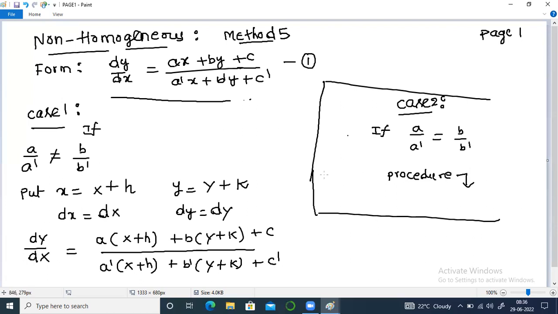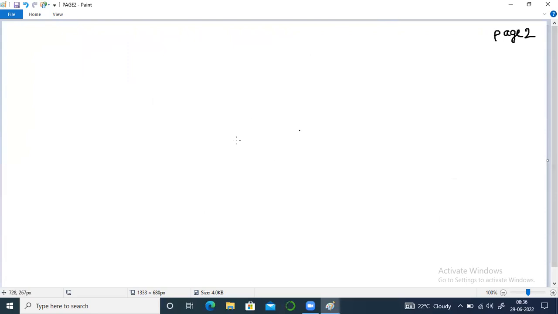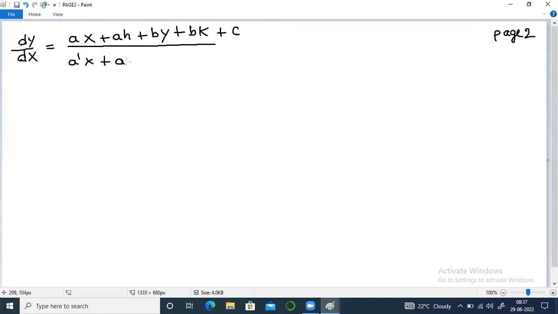Next step. d capital Y over d capital X is equal to a into capital X, a into h, plus b capital Y, plus b k plus c, over a dash capital X, a dash h, b dash capital Y, b dash k plus c dash.